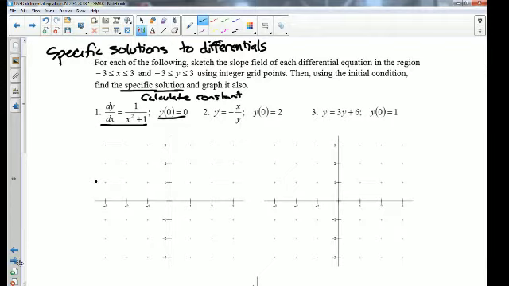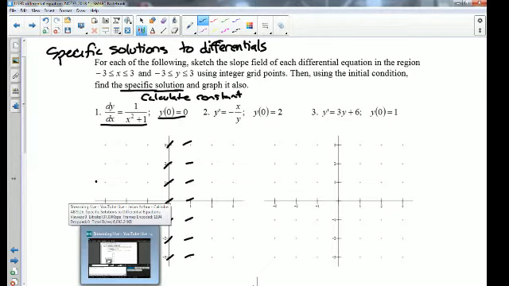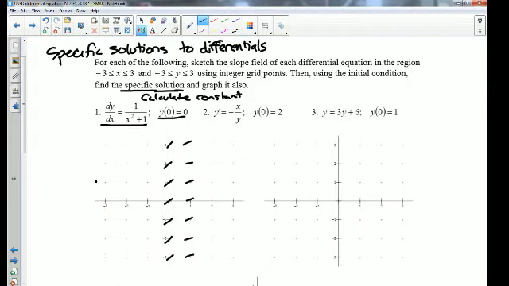So if x is 0, what's the slope? 1. Thank you for actually calculating that. Does y have any bearing on that? No, it does not. So we can just put 1 there. What if x is 1? 1/2. Okay. Now do I have to be perfect with my slope of 1/2? No, it just has to be shallower than 1, right?